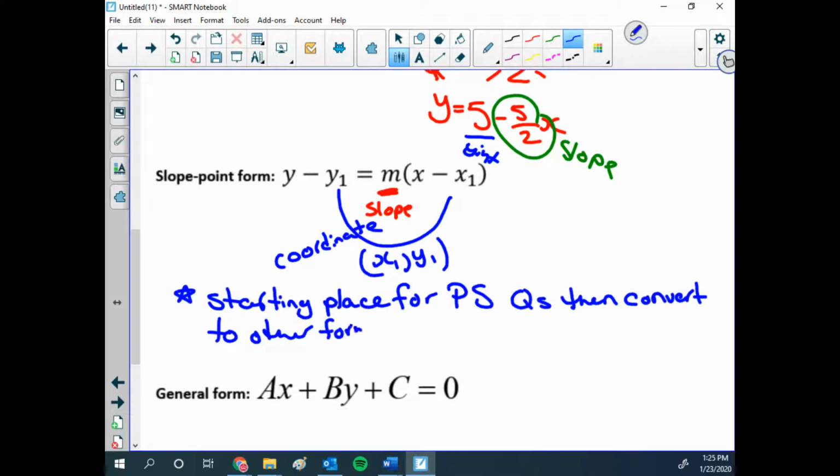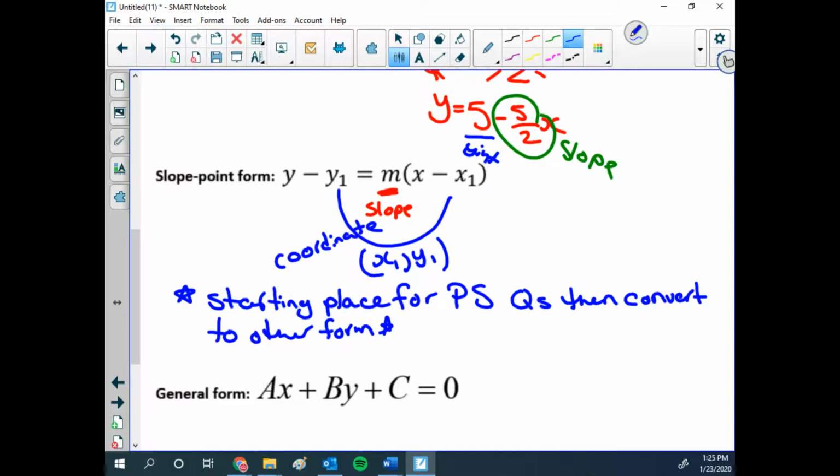I can't just take information and jump into general form. I can't just take 2 points and jump into slope intercept form. I always want to start here, and if I'm starting here, that means I have to have the slope and I have to have a coordinate. And if you look on the review sheet for this, I gave you quite a bit of information as to the different ways that the problem solving questions might give you slope, as well as the different ways that they might give you a point.